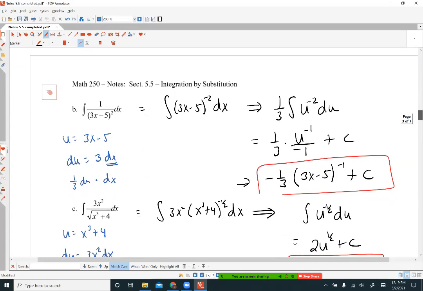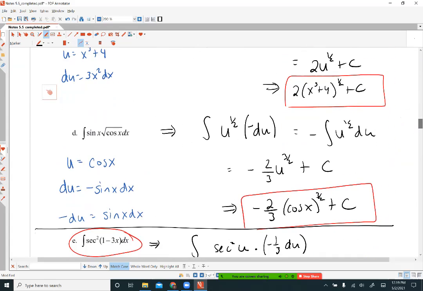And so there's several more examples here. Here's kind of a fun one, D. Here you might say, okay, I've got two trig functions, sine of x and cosine of x. Maybe you make a mistake at the beginning and say, let's let u equal sine of x. You're not going to be able to get rid of that square root of cosine of x.